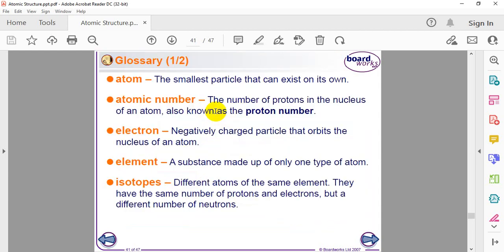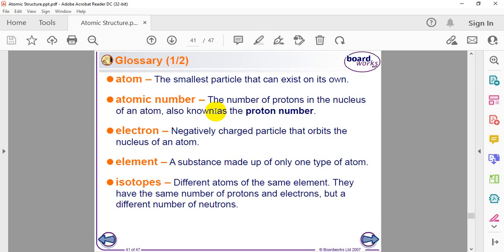Summary. So let's go through this. An atom is the smallest particle that can exist on its own. True. Atomic number is the number of protons in the nucleus of an atom, also known as the proton number.